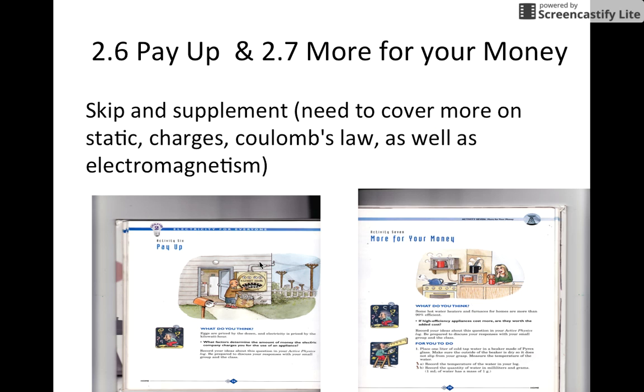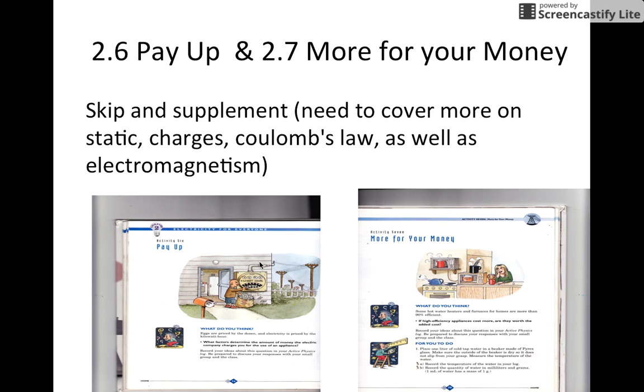All right, now 2.6 and 2.7, pay up and more for your money. So these lessons are basically about calculating the cost for the electricity, the cost for the power, kilowatt hours, all this stuff. I honestly find my time to be better used by skipping these lessons and covering more of what the Active Physics curriculum's kind of missing, which is a bit more on static electricity, charges, Coulomb's law, as well as a little bit more in electromagnetism besides just the hand generator thing students have done.